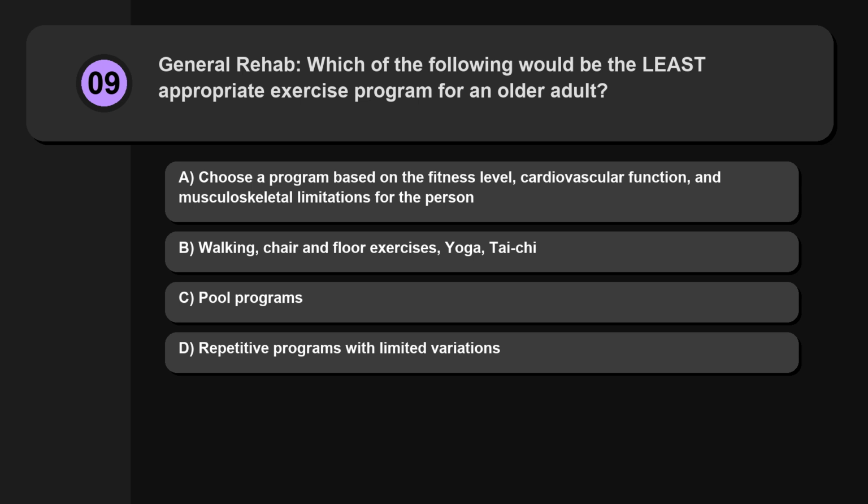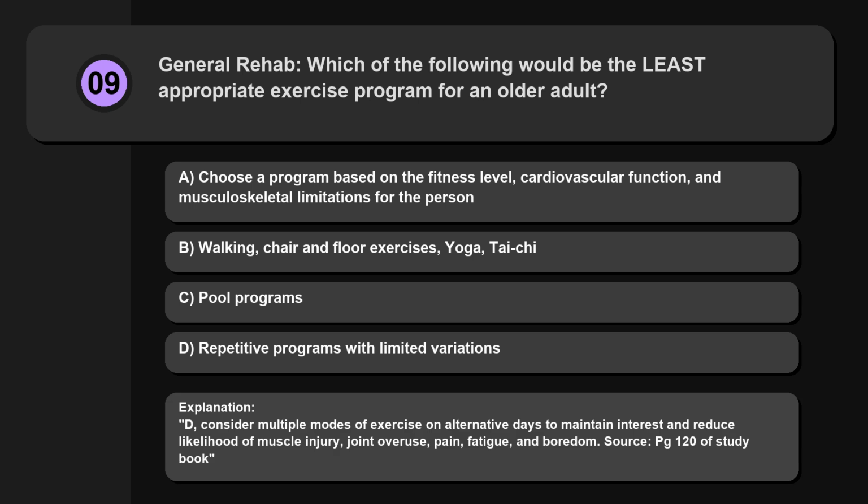Question 9. General rehab. Which of the following would be the least appropriate exercise program for an older adult? Option A, choose a program based on the fitness level, cardiovascular function, and musculoskeletal limitations for the person. Option B, walking, chair and floor exercises, yoga, tai chi. Option C, pool programs. Option D, repetitive programs with limited variations. The correct answer is option D.